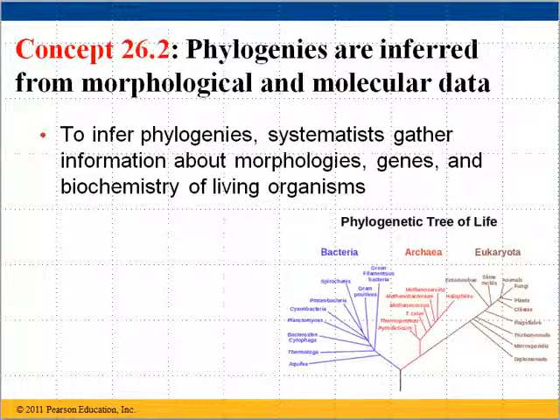And it says to infer phylogenies, systematists, man, I'm going to struggle over that one this whole chapter. Systematists gather information about morphologies, genes, and biochemistry of living organisms. So in any type of scientific endeavor, you want to try to gather as many streams of evidence as possible. If you get your evidence from a variety of sources in a variety of ways, you feel better about that evidence. You feel that that strengthens your idea or your hypothesis, and that's exactly what scientists do when they are trying to build these phylogenetic trees. They try to gather as much information and evidence as possible from a variety of sources.